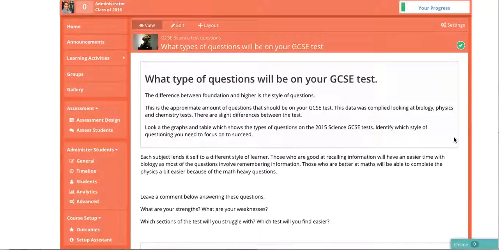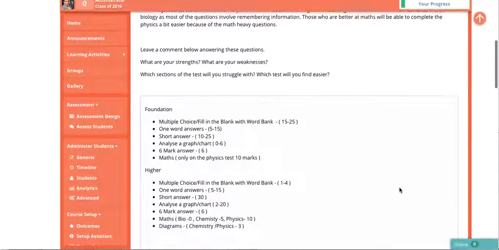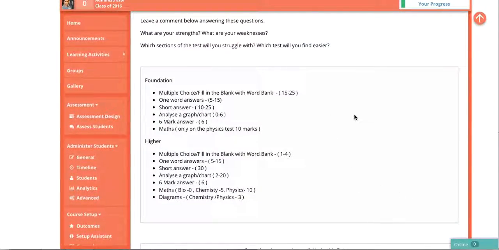What we've done is we've taken the 2015 Science GCSE tests, both the first test and the second test for biology, physics, and chemistry, and looked at the different types of questions. So what we found out was there were a few different types of questions on the different tests.